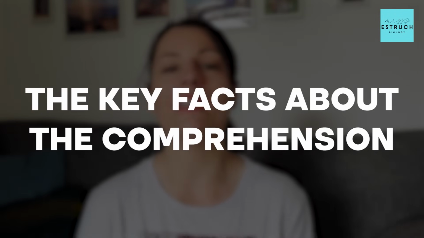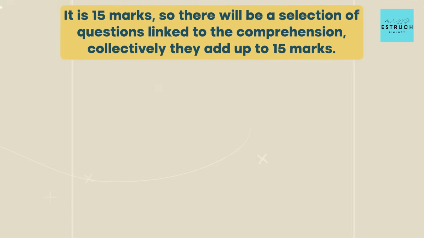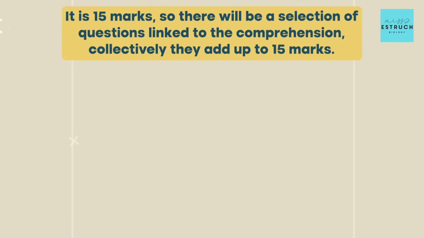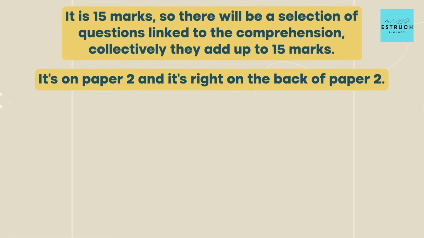But for now, let's get into the key facts about the comprehension. Number one, it is 15 marks. So there'll be a selection of questions linked to the comprehension. Collectively, they add up to 15 marks. It's on paper 2 and it is right at the back of paper 2.